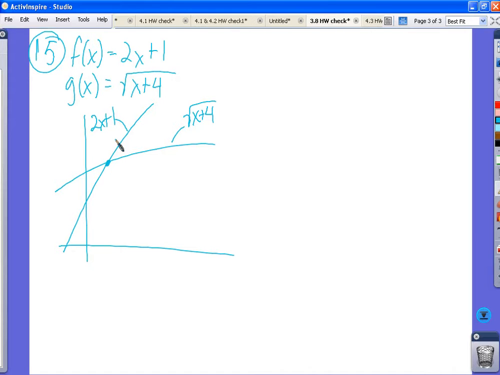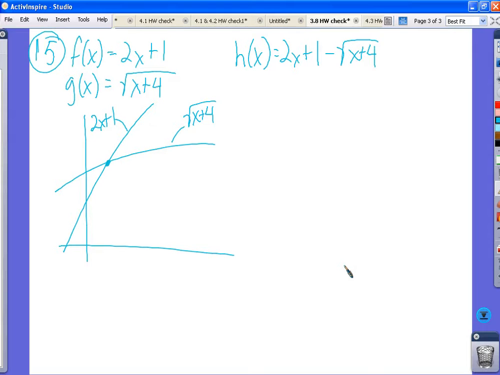We want to find the intersection, but Newton's method is not for finding intersections, right? It's for finding zeros. How can we turn these two functions into one function that has a 0? Yeah, if you subtract one from the other. H of x is equal to 2x plus 1 minus the square root of x plus 4.